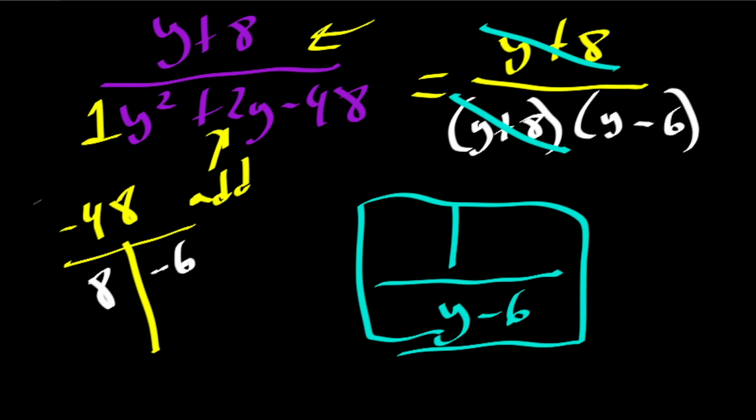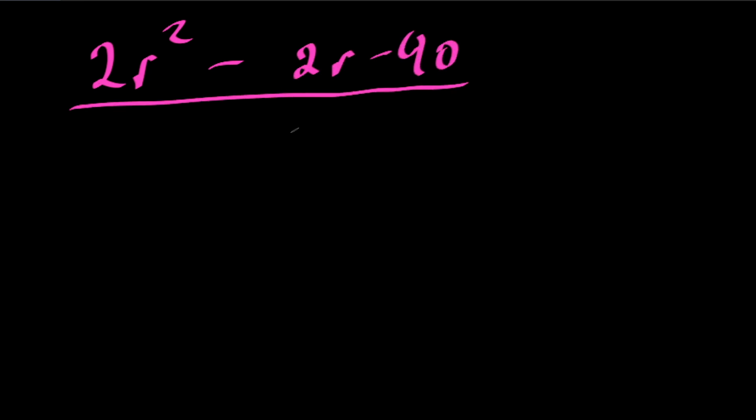All right, so now let's keep going. Let's try to progress even further. Hopefully you're doing this on all these, but see if you can give this one a shot on your own: 2r to the second minus 2r minus 40 all over 8r plus 32. I suggest you start looking for a GCF and then see if you can go from there.